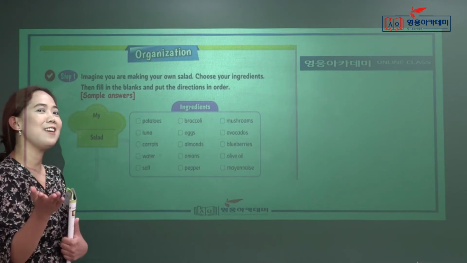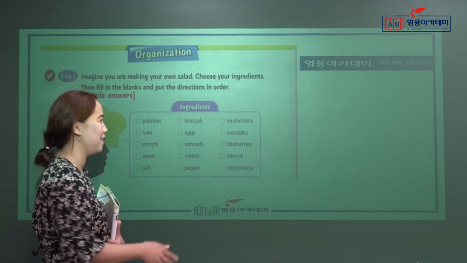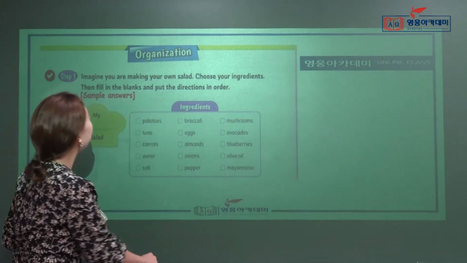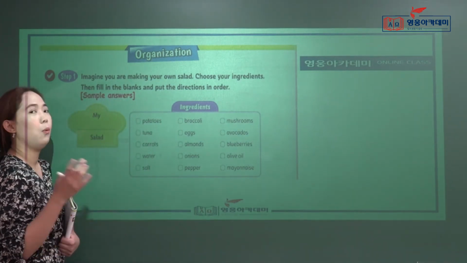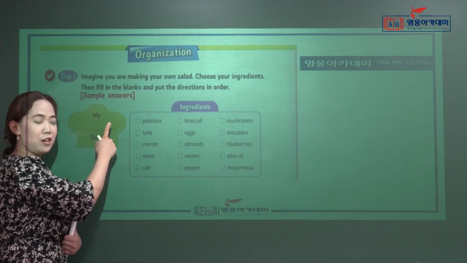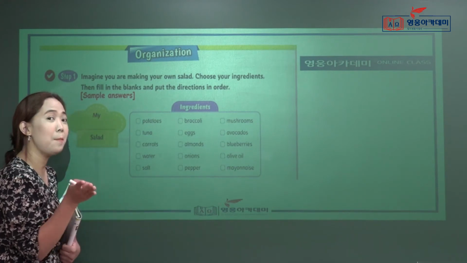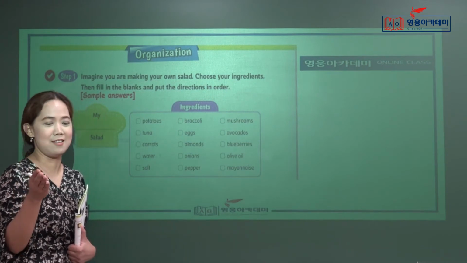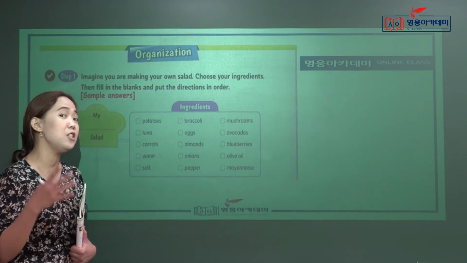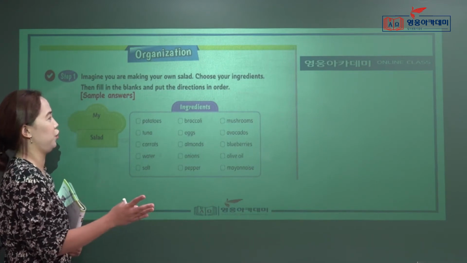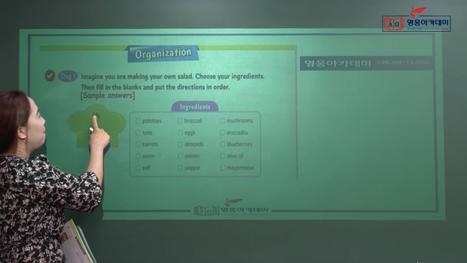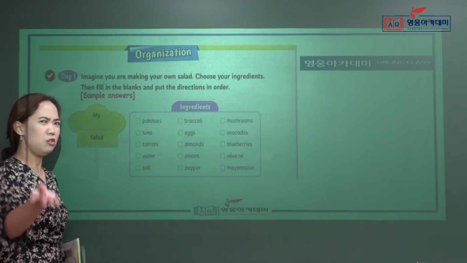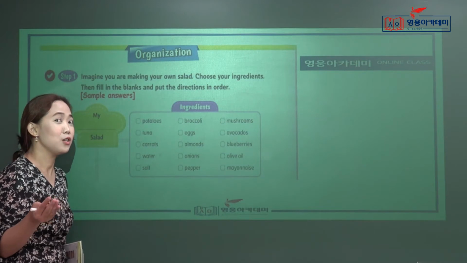Okay, now this is your task, okay? The writing part, the most difficult part, right? All right, so here is the organization. What is your task? Let's read together the instruction. Imagine you are making your own salad. Choose your ingredients, then fill the blanks and put the directions in order. Okay, so my blank salad. What kind of salad are you thinking of right now, guys? Do you like salad? I don't.